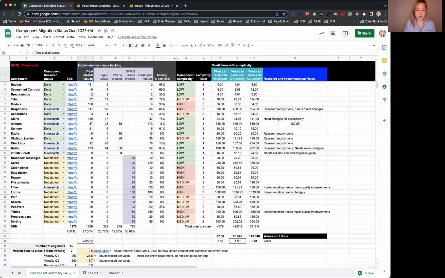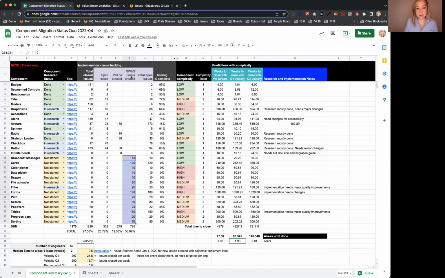So these total, the next section is in dark gray. This is the whole backlog analysis. So open versus closed issues in GitLab, the closed issues here and this open issues column. I've added 3 additional columns based on some additions from the team. So these are issues we know will be created and ones we're guessing will be created.